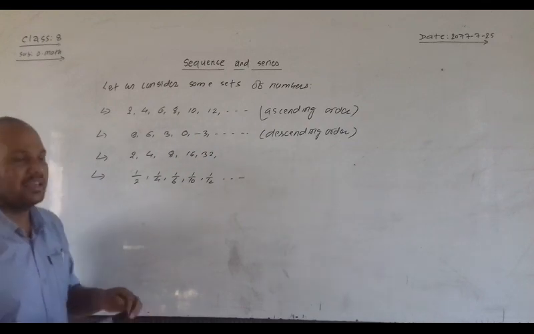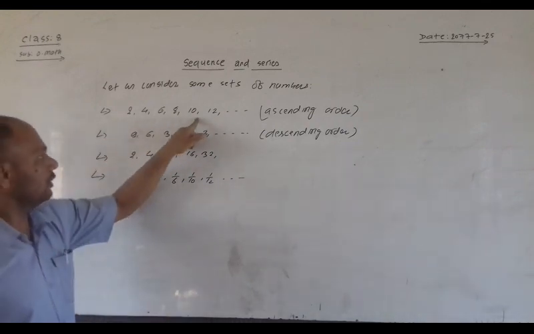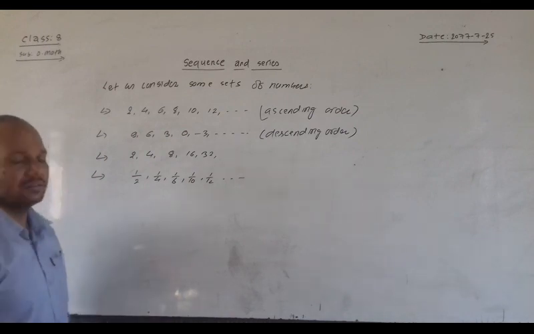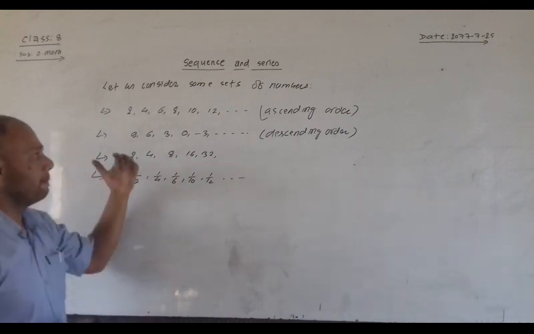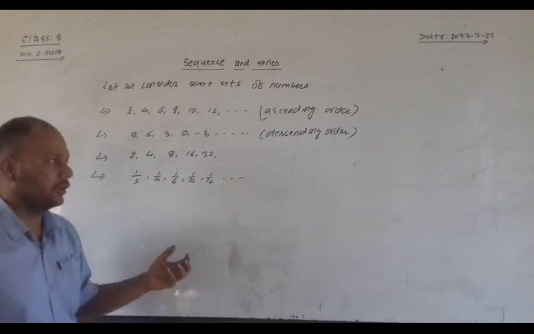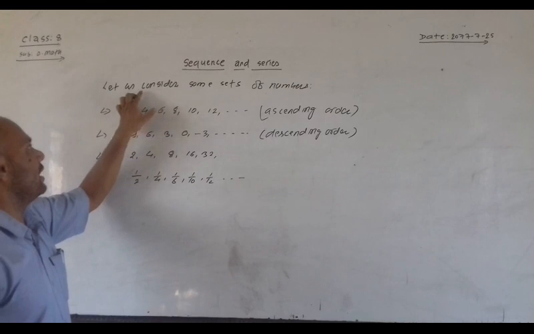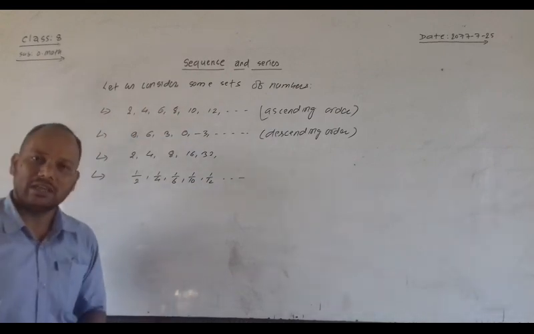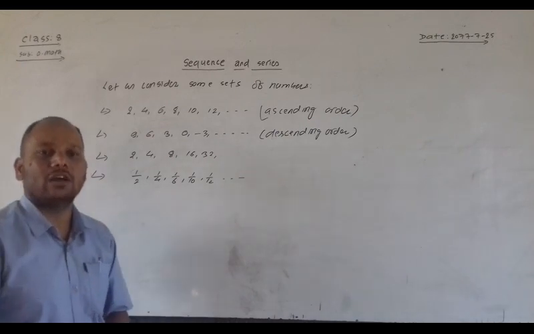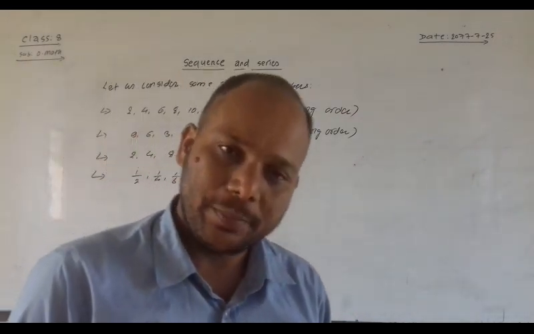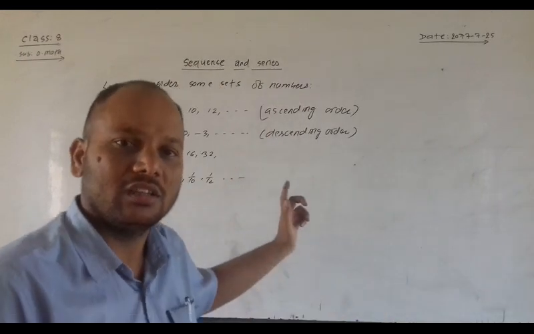Means each number is arranged in order and also in a certain rule. This type of arrangement is called a sequence. When we arrange a set of numbers taken in order in a definite rule, it is called a sequence.